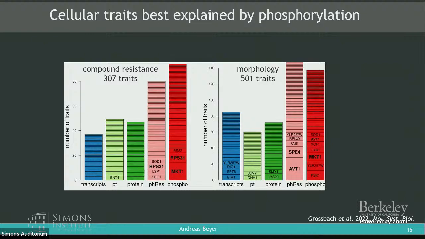The second important finding, there are more, is that the phospho layer really helps in interpretation of cellular traits. So we've looked at hundreds and hundreds of different cellular traits, compound resistance and morphological traits. And it turns out that the phospho levels explain the variation of those traits much better than protein levels, the green, or mRNA, the blue. So it really is important to look at protein states and especially the signaling. This is what the phospho layer really represents, the signaling that's going on in the cell.